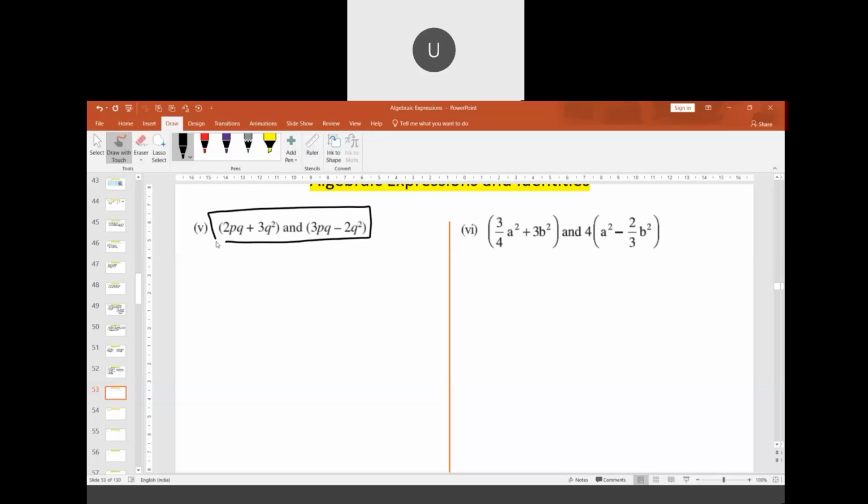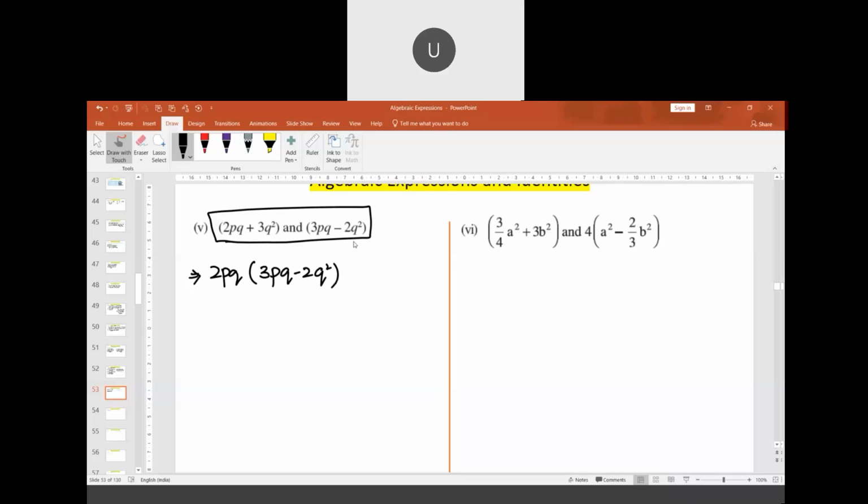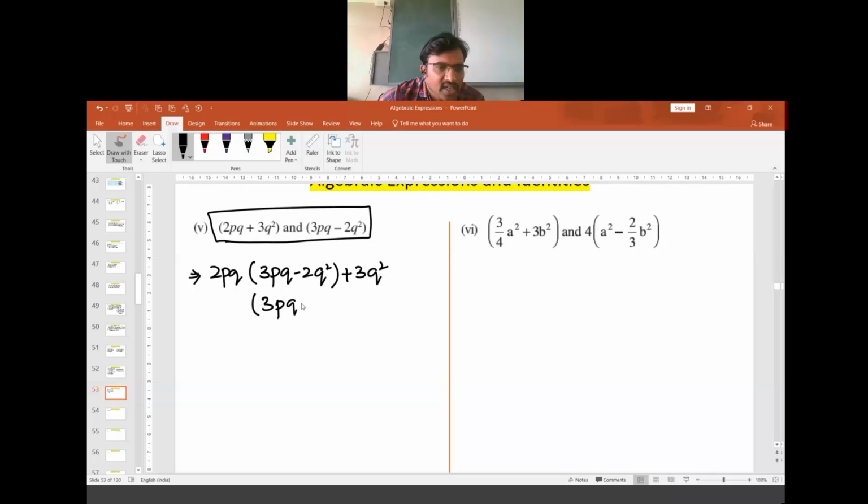Now let us multiply this particular thing. 2pq bracket multiply with bracket 3pq minus 2q square. 2pq times 3pq, minus 2q square. Plus 3q square times 3pq minus 2q square. 2pq times 3pq is equal to 6p square q square.